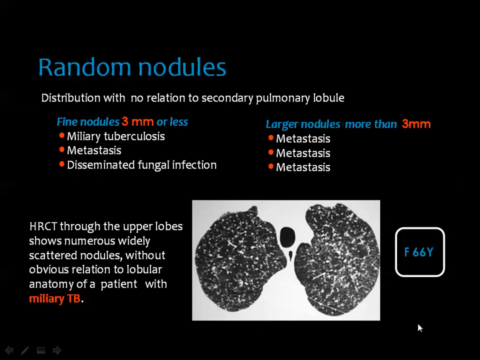Then we came to the random pulmonary nodules, and for these random nodules, the size is very important. If the size is less than 3 millimeter, then you consider tuberculosis, miliary TB, and also you may consider metastasis if you know that the patient had a primary malignancy, and sometimes you consider disseminated fungal infection, like in immunocompromised patients. But if the nodules are larger than 3 millimeter, consider only metastasis according to the literature.